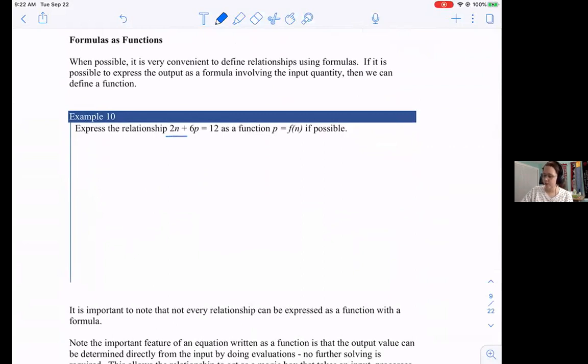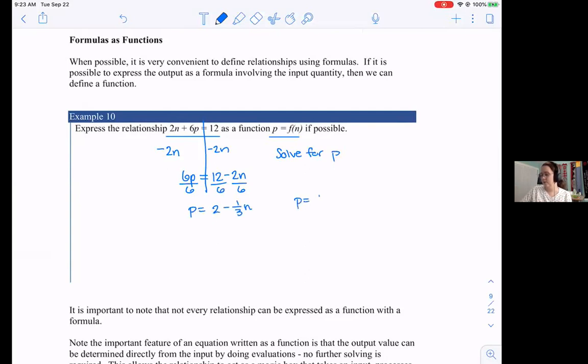We have this relationship, 2n plus 6p is 12, and we're asked to solve it for p equals a function of n. So what this is basically saying is solve for p. Okay, we know algebra. Hopefully we know algebra. If we don't know algebra, we should be coming to office hours very, very steadily. We're going to subtract 2n from both sides. So I get 6p is 12, take away 2n. And then we need to get rid of the coefficient of 6, so we're going to divide it out. Goodbye, 6. And we get p is 2 minus 1/3 of n.